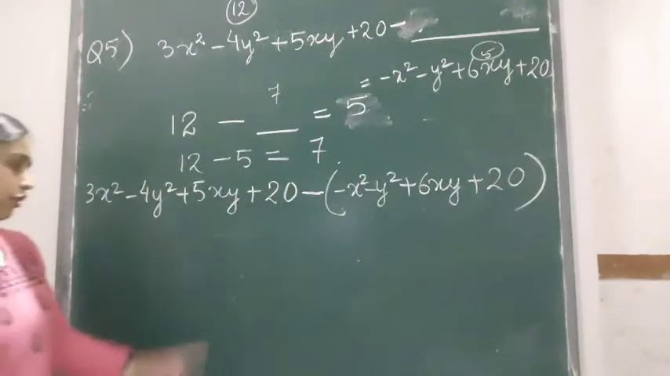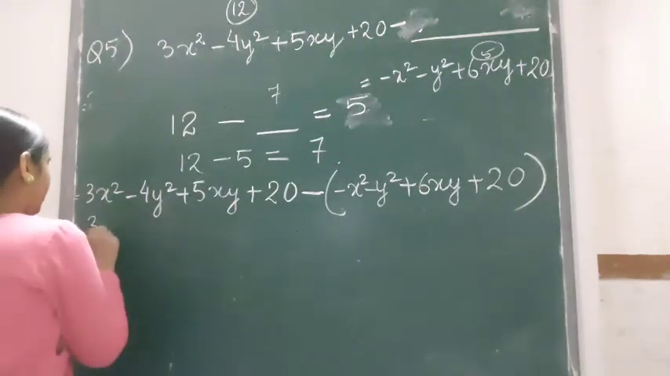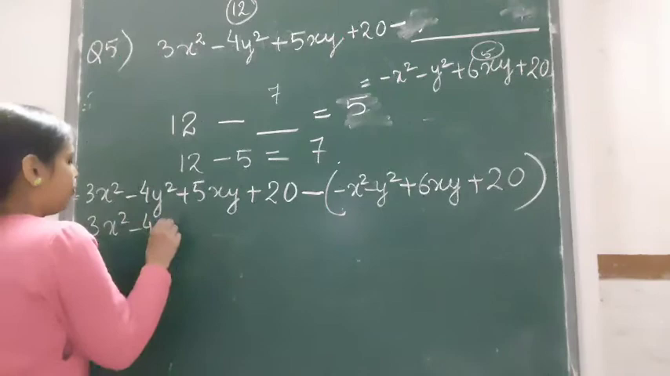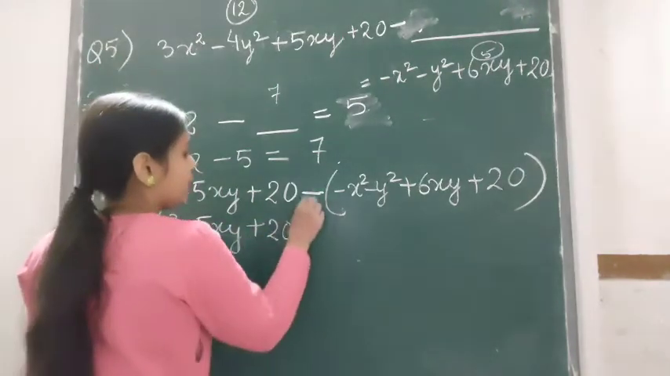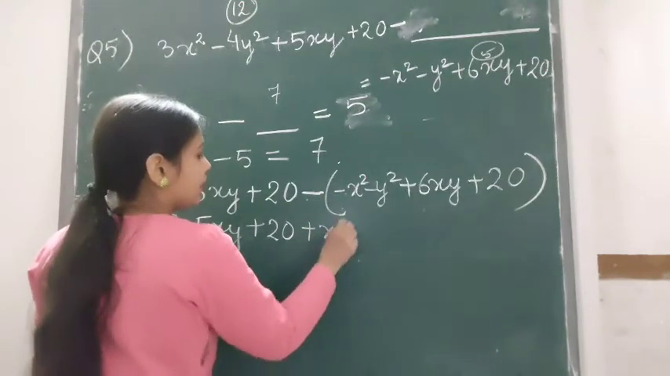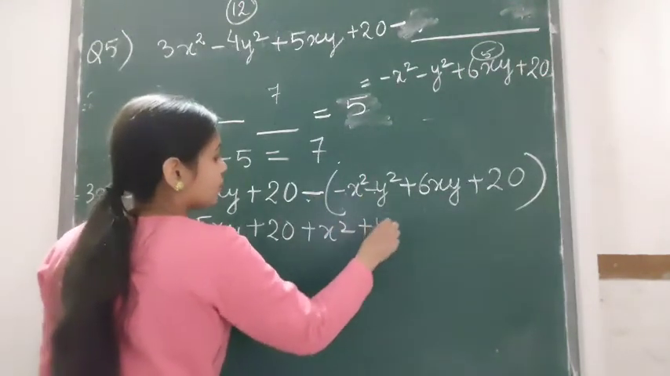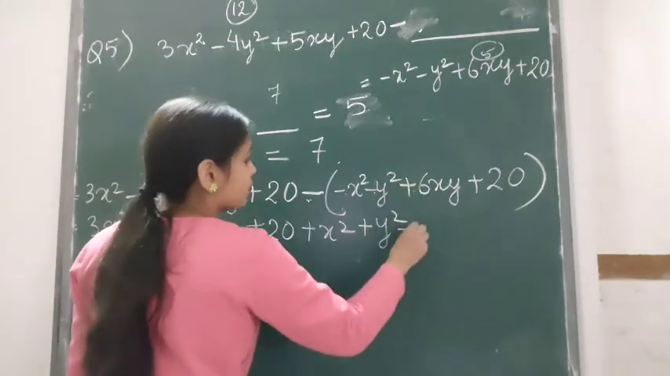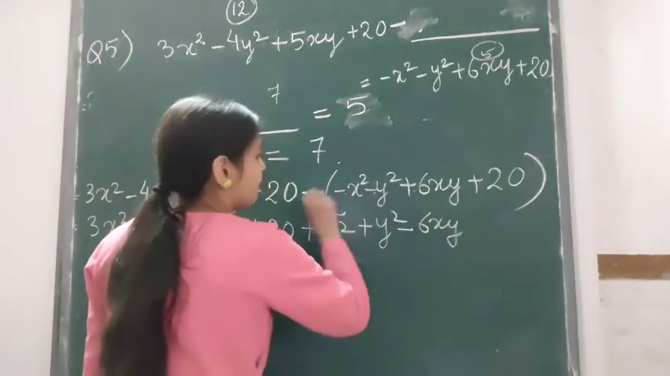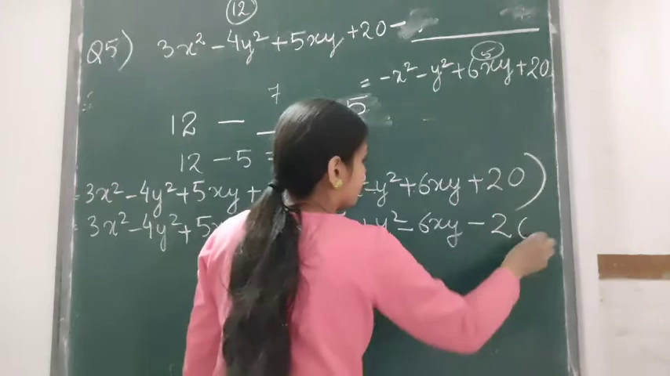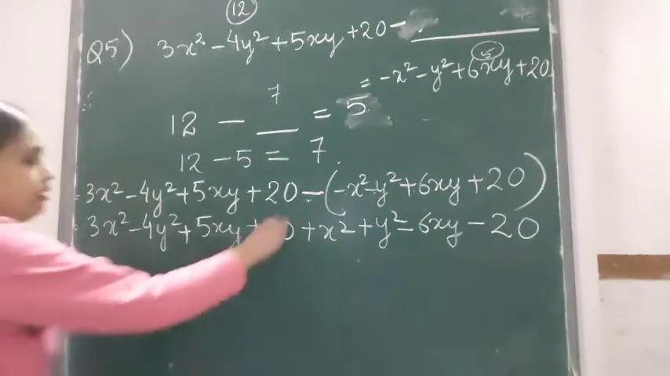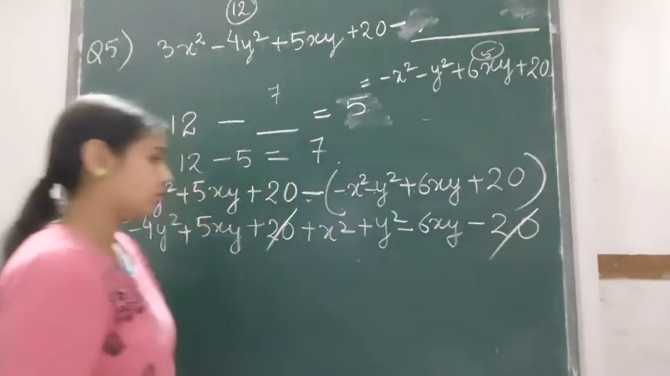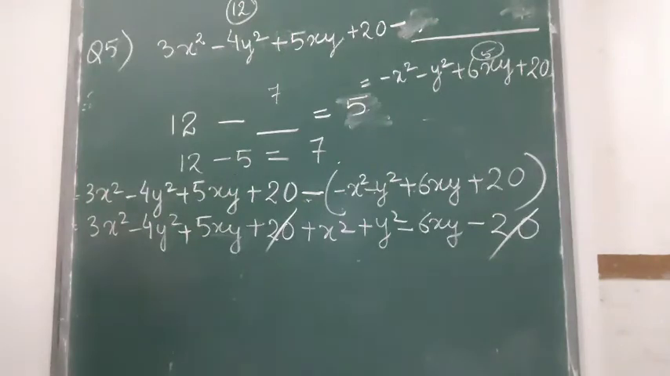Okay, so first thing we remove the bracket. 3x square minus 4y square plus 5xy plus 20, minus, minus becomes plus, x square; minus, minus becomes plus y square; minus plus becomes minus 6xy, children, and minus plus becomes minus 20. Anything that can be cancelled? Yes, plus 20 and minus 20 go. 20 minus 20 will give us 0.